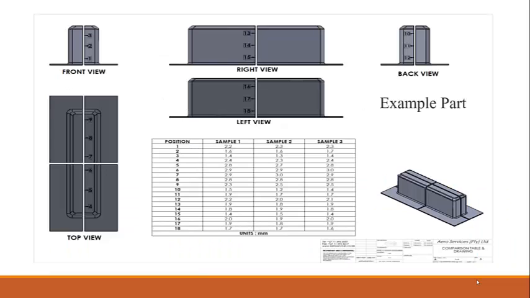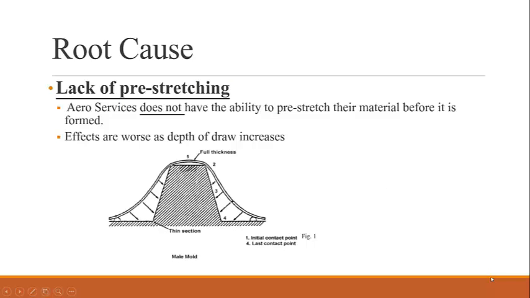Here is an example part which Aero Services formed with their current process. If you have some time, pause the video and you'll notice that the part is far thicker at the top than it is on the sides. The root cause of this is that when the hot sheet first contacts the cold mold, the sheet begins to cool, and then it begins to solidify, and the remaining parts of the sheet will then stretch and thin to make up the sides of the part.